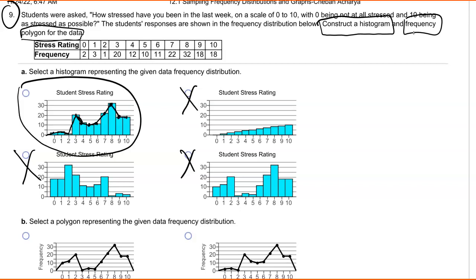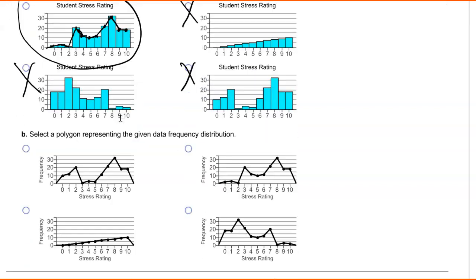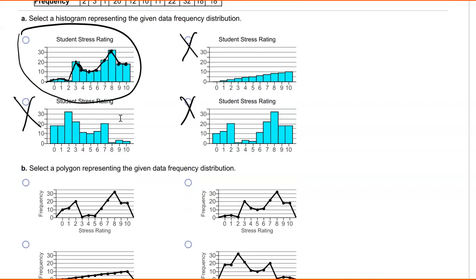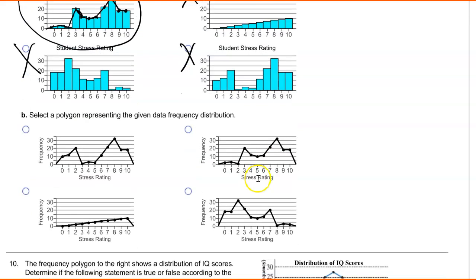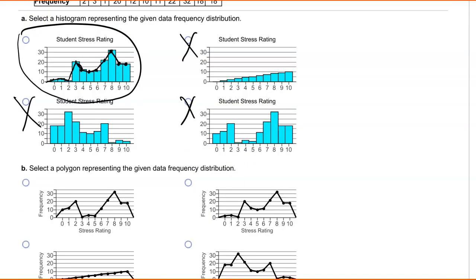Like this. Therefore, this is the graph here, which connects the middle points of each bar. It's called a frequency polygon. Therefore, if you match carefully, the frequency polygon here must be this answer.